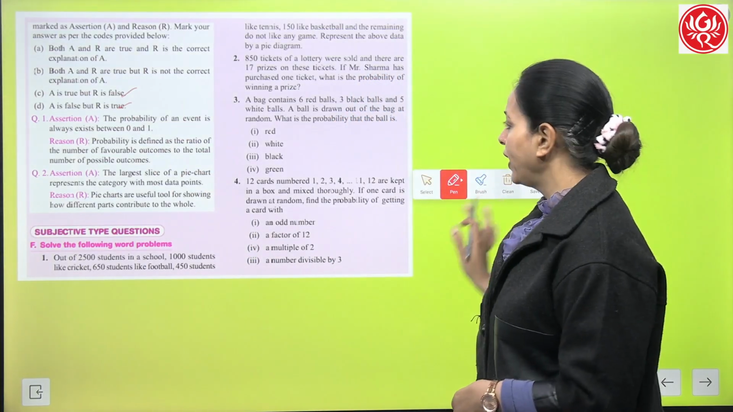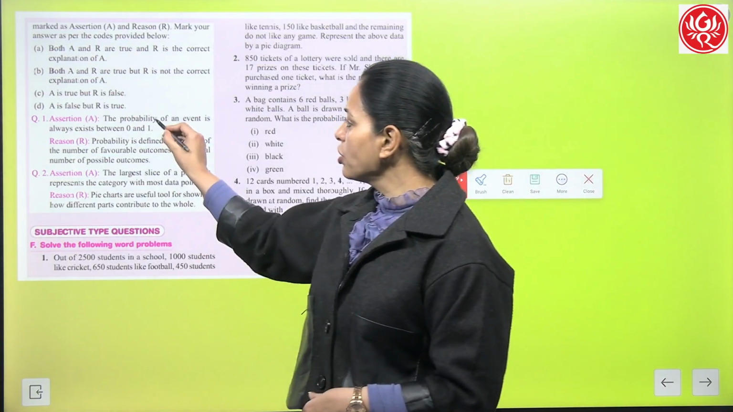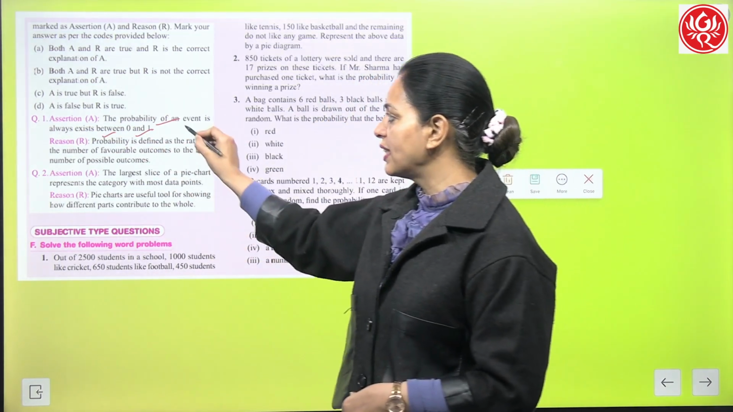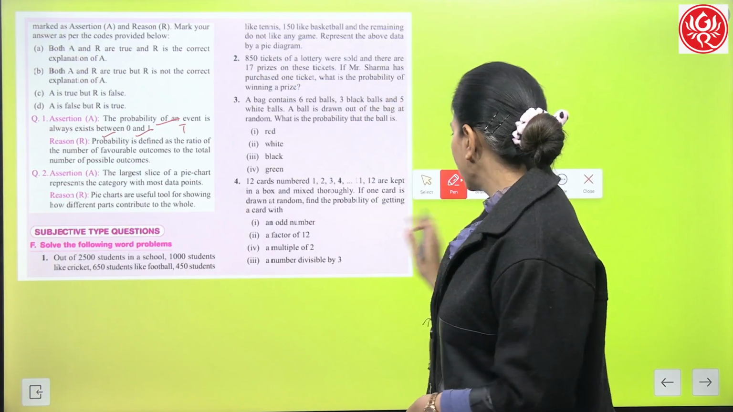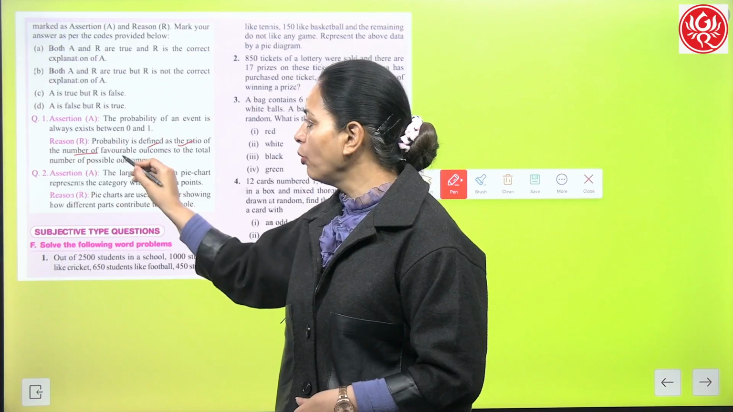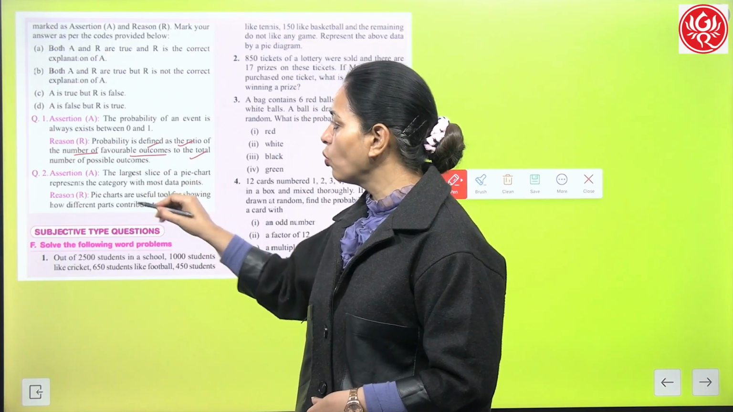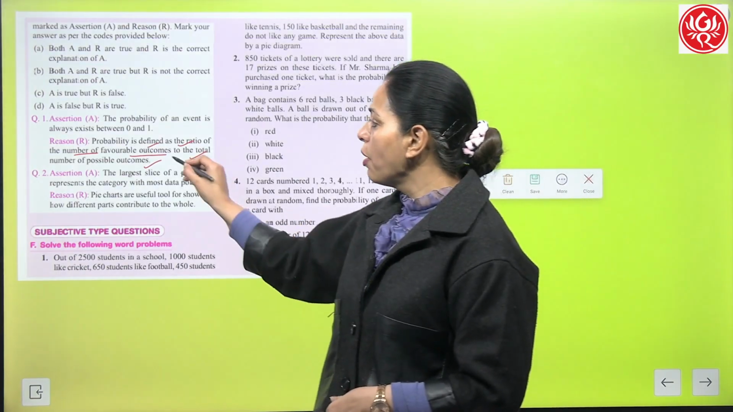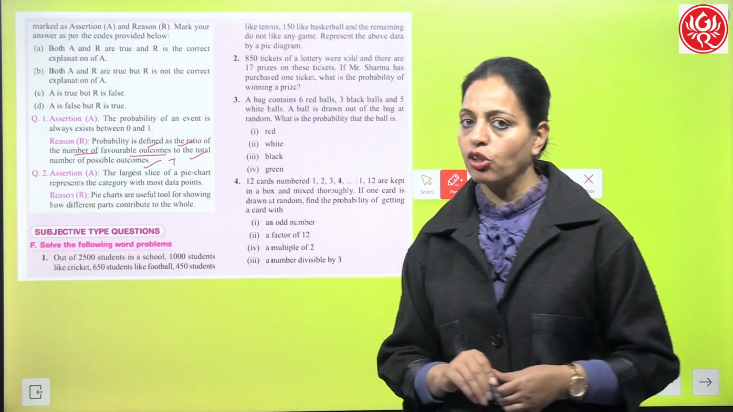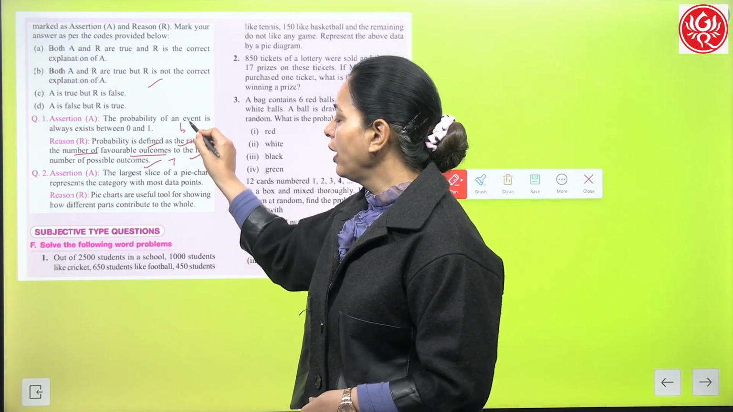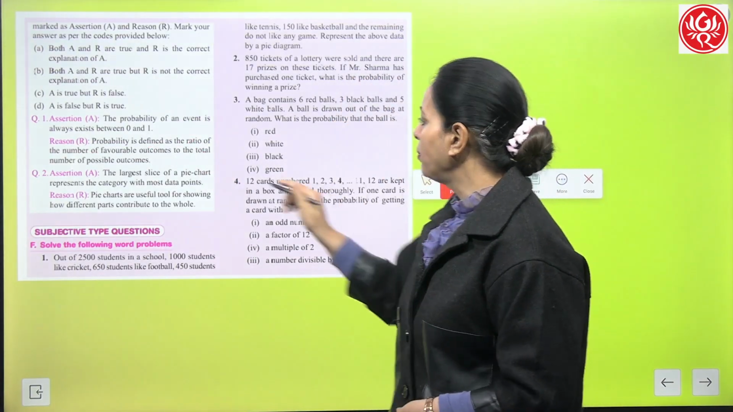Question number 1, assertion A: the probability of an event always exists between 0 and 1. Yes, this is true. And reason R: probability is defined as the ratio of the number of favorable outcomes to the total number of possible outcomes. This is also true but not the correct explanation of A. So the answer is B. Here we will write B.